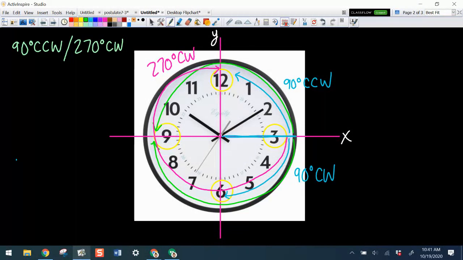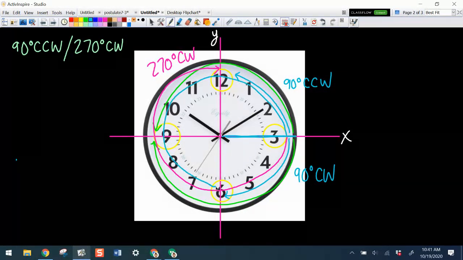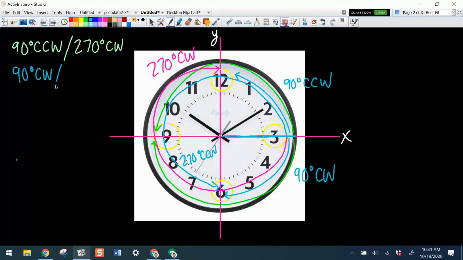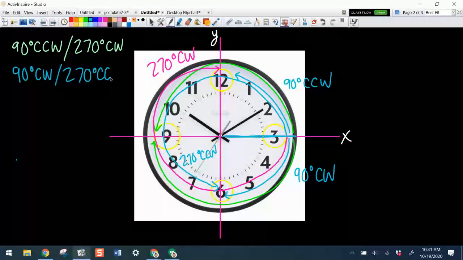Well, likewise, if we go back to 3 o'clock, I'll try to use a different color here. Go back to 3 o'clock and we travel 270 counterclockwise, we're going to end up at 6 o'clock, which was the same as traveling 90 degrees clockwise. So 90 degrees clockwise, that function is the same as the 270 degree counterclockwise.